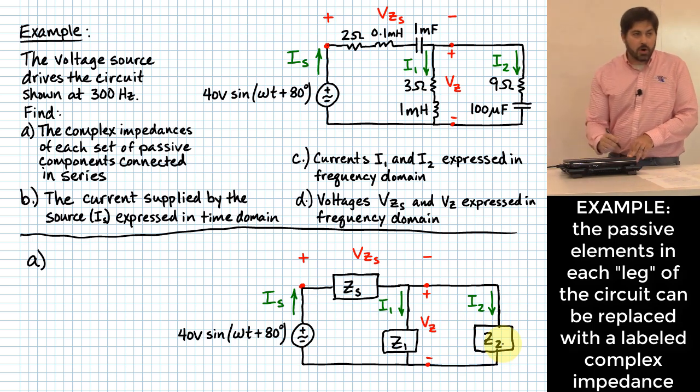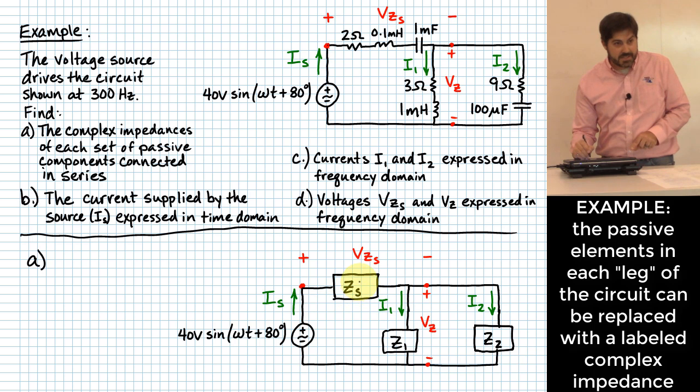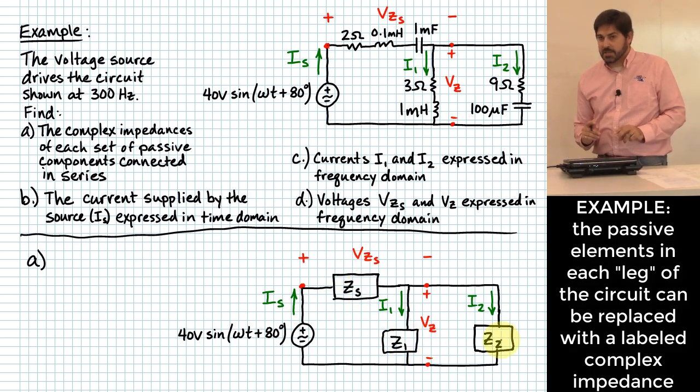Okay, so what part A of this problem is asking you to do is to go in here and come up with complex numbers that represent the complex impedances that are essentially seen in each of these boxes, because each of those boxes represents a set of impedances, or passive components, that were in series with one another.